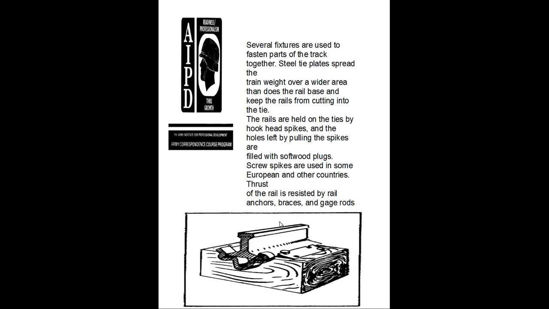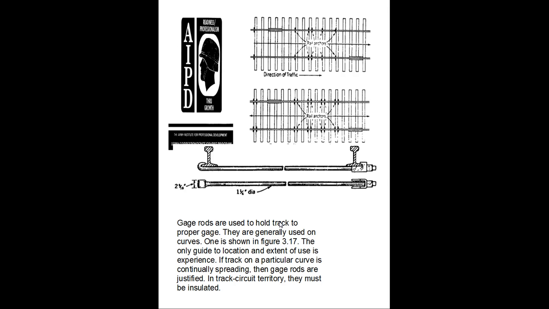Screw spikes are used in some European and other countries. Thrust of the rail is resisted by rail anchors, braces, and gauges. Gauge rods are used to hold the track in the proper gauge. They are generally used on curves, as shown in Figure 3.6.17. If the track is particularly curved and continually spreading, gauge rods are justified, as in track circuit territory.